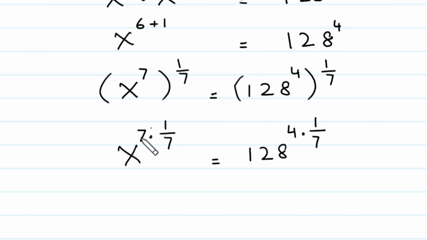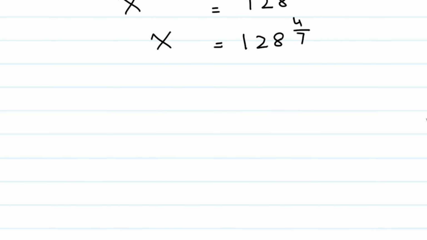Next, this 7 is cancelled with this 7, and here left x is equal to 128 to the power 4 over 7. Next, x is equal to, this 128 can be written as 2 to the power 7, because 128 is equal to 2 to the power 7. 2 to the power 7 and whole power, this power 4 over 7.